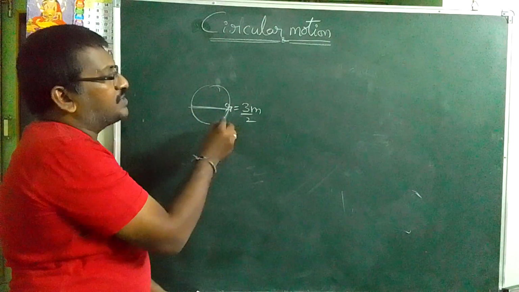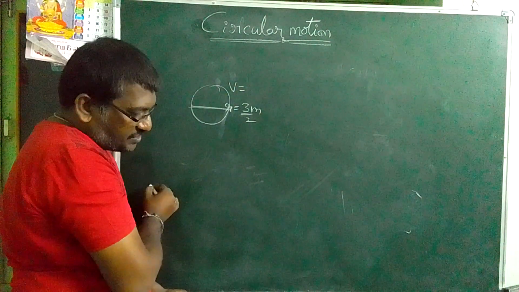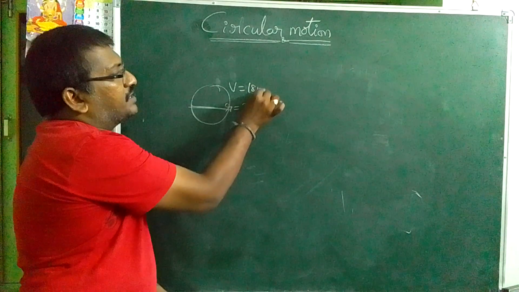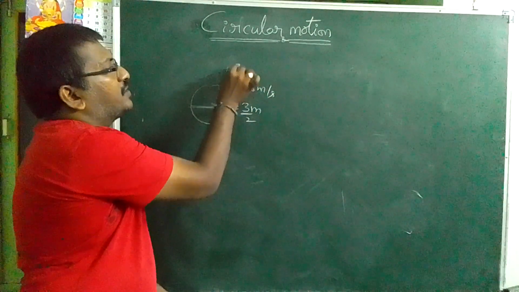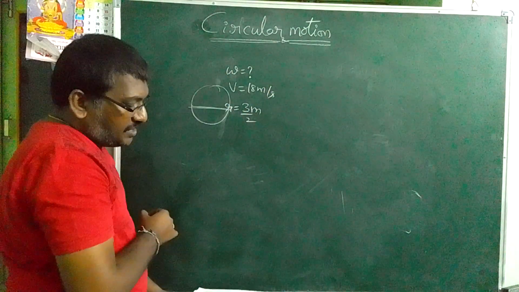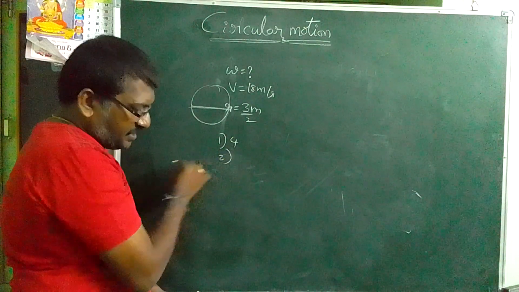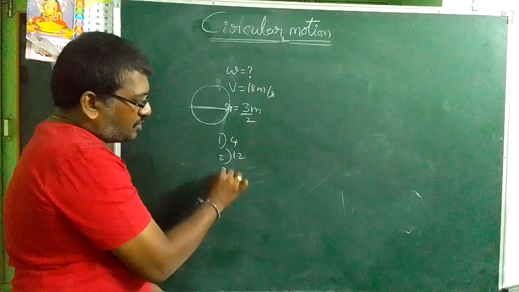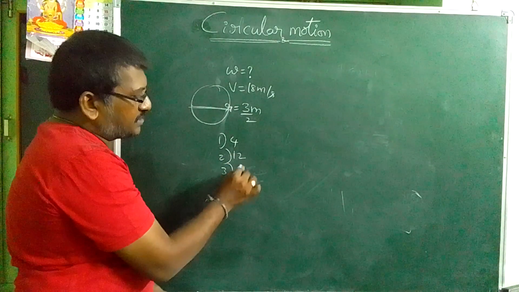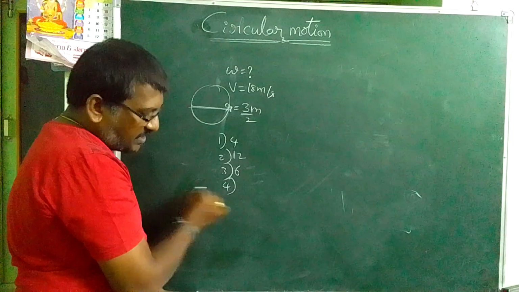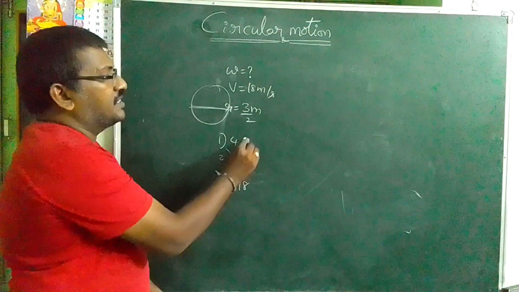And the wheel is rotating with linear velocity V equal to 80 meters per second. What is the angular velocity? That is our question. Options are also given. First option is 4, second option is 12, the third option is 6, and the fourth option is 18 radians per second.